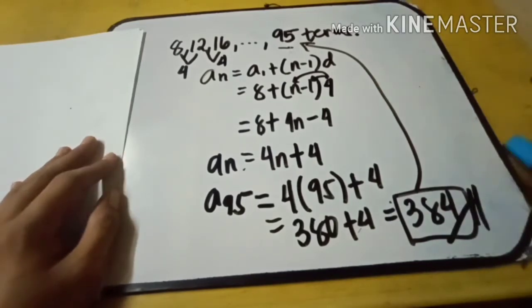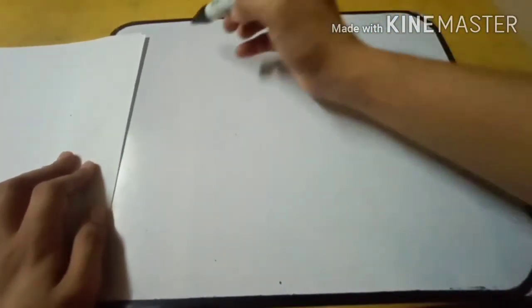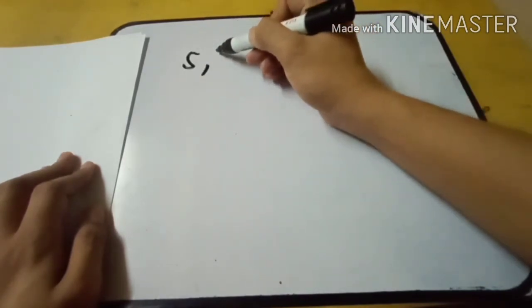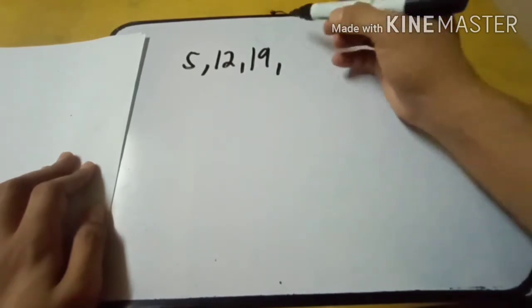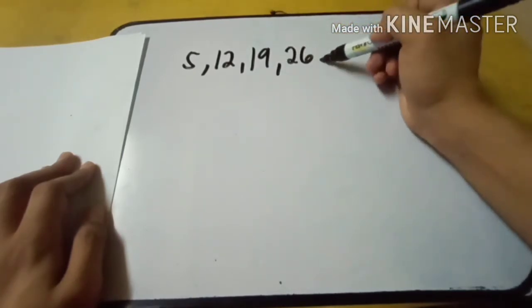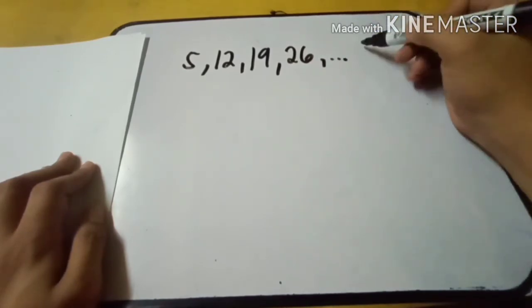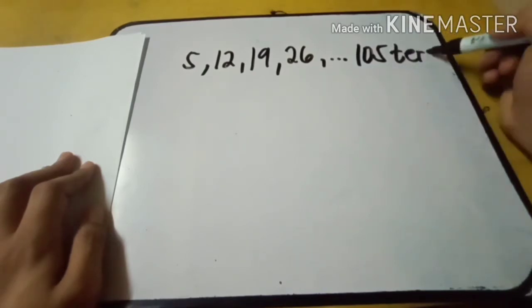Another example. Let's say we have 5, 12, 19, 26, and so on and so forth. Then we have here the 105th term.